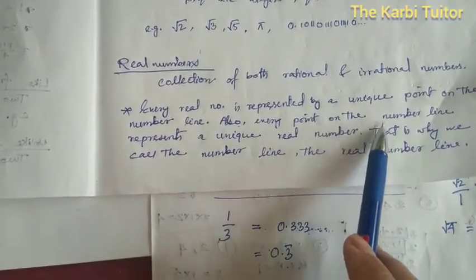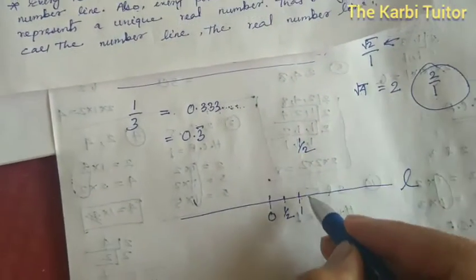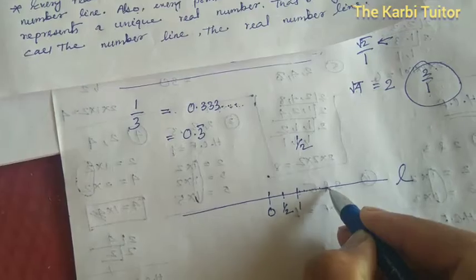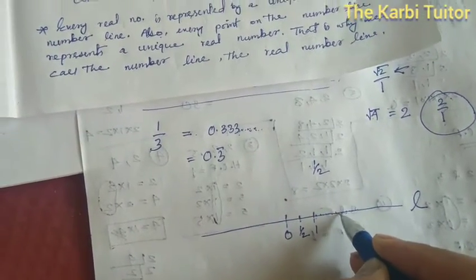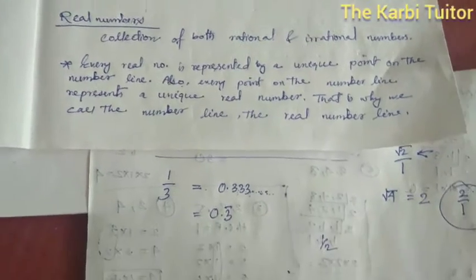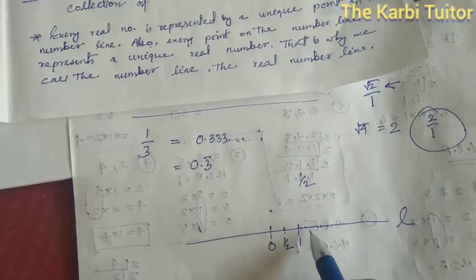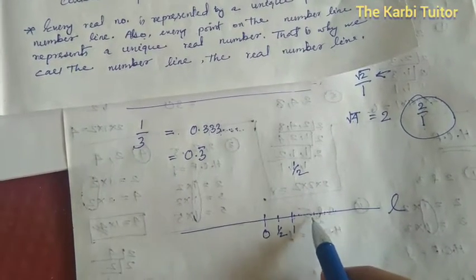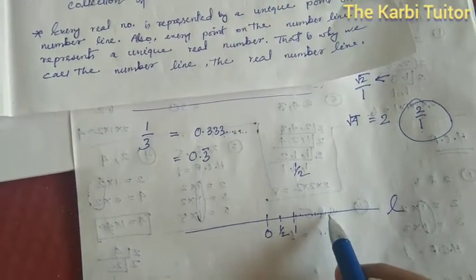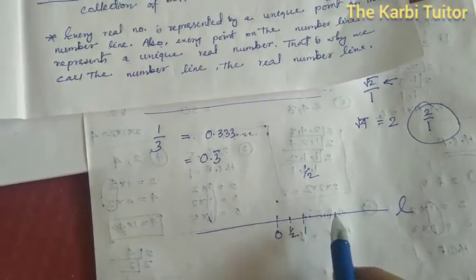Also, every point on the number line represents a unique real number. That means every point on this real number line is a real number. Every point on this number line is a real number.